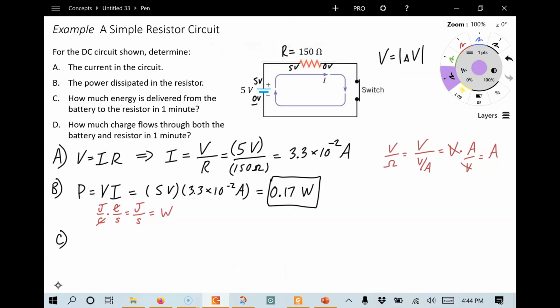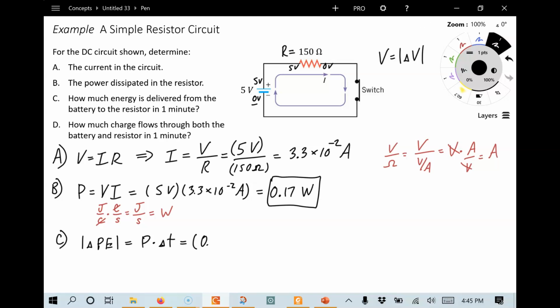How much energy is delivered from the battery to the resistor in 1 minute? Well, we remember that power is joules per second, right? And using this idea, we can go ahead and figure out what the energy delivered is. So energy, I'm going to write it as delta PE because it all comes from a stored electric potential energy in the battery. That's going to be the power multiplied by the time interval. Because power is joules per second and time is seconds, it'll tell us the total energy that has been transferred.